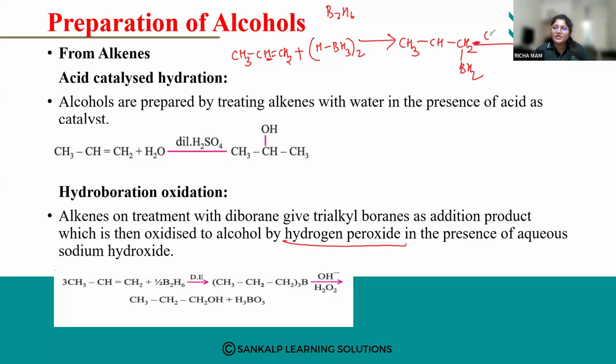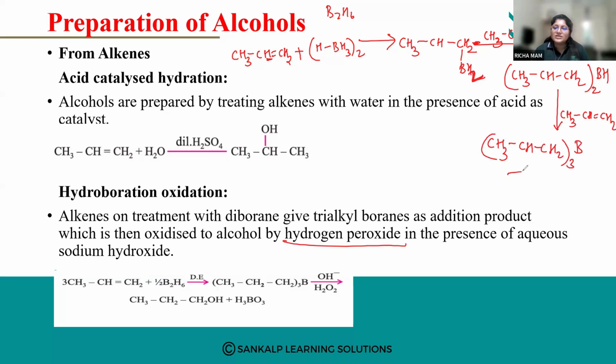Now again, I'm going to react it with one more molecule of alkene. One of the hydrogens will replace this all. So I'm going to get CH3 CH CH2, twice BH. Now further again I'm going to react it with CH3 CH double bond CH2. Again my hydrogen is there. So I'm going to get CH2 thrice B. So this is your trialkyl borane.